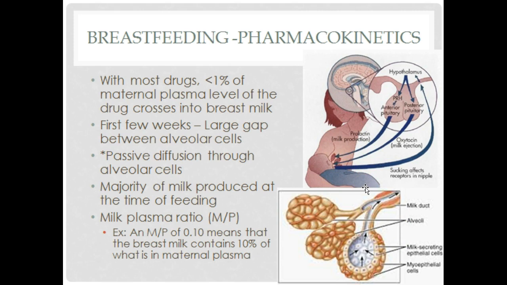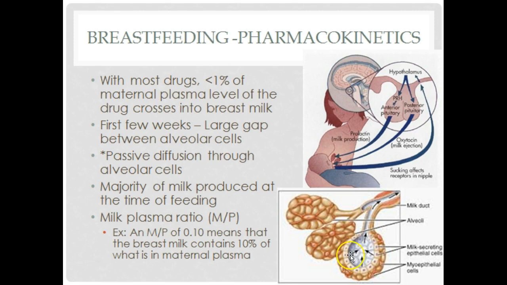Okay, so let's think about some considerations with the physiology as it relates to breastfeeding and drugs. So with most drugs, it's going to be less than 1% of maternal plasma level of the drug that actually crosses into the breast milk. So for the most part, it's pretty tight junctions between each of these alveolar cells. You can see these are our alveolar cells, and then these are blood vessels that wrap around the alveolar cells. So if there's quite a few gaps in between these alveolar cells, then more is going to absorb out of the bloodstream and into this open space here where the milk is collecting.